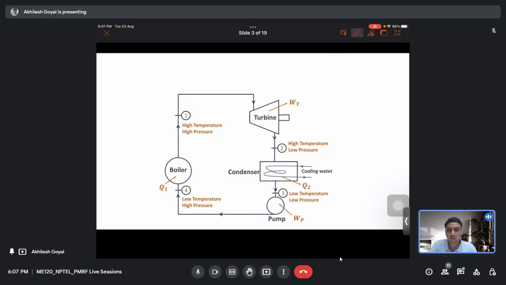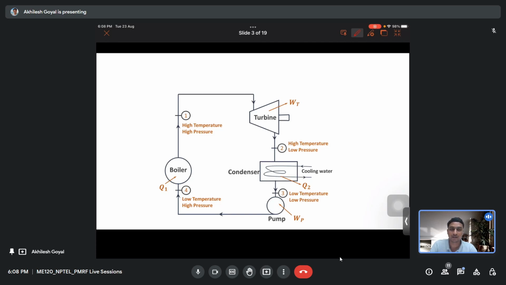So, to recap, once the water is fed into the boiler, it is at low temperature and high pressure coming from the pump. In the boiler, the heat is being transferred to the water. The Q1 heat is being transferred to the water. Then the water becomes high temperature and high pressure steam.